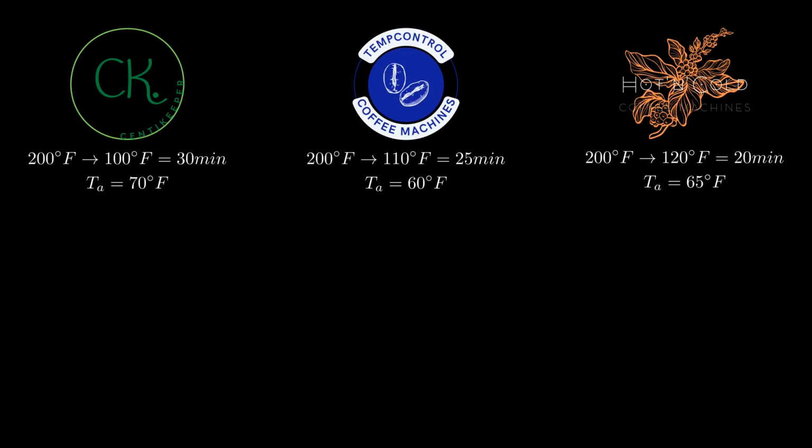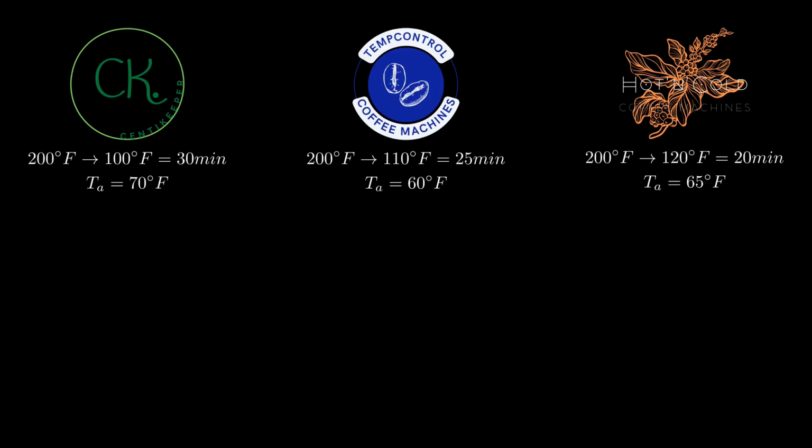Each one of these companies has different values for the machines. For example, CentiKeeper's company has a machine that cools the coffee from 200 degrees Fahrenheit to 100 degrees Fahrenheit in 30 minutes by keeping an ambient, constant temperature of 70 degrees Fahrenheit.